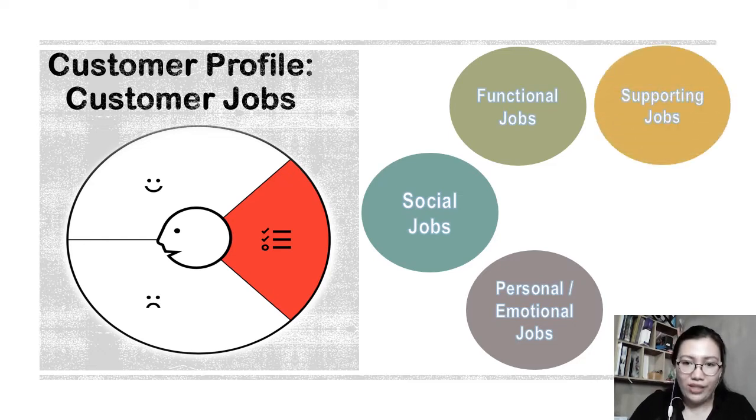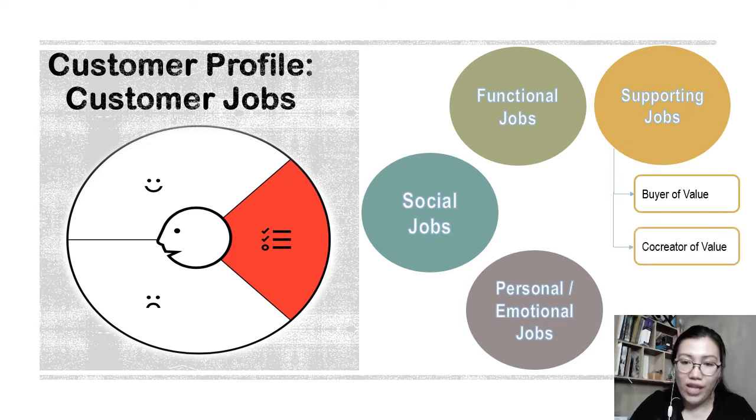And the supporting jobs. Customers also perform supporting jobs in the context of purchasing and consuming value, either as consumers or as professionals. These jobs arise from three different roles. First is the buyer of value. These are jobs related to buying value such as comparing offers, deciding which product to buy, standing in a checkout line, completing a purchase, or taking delivery of a product or service.